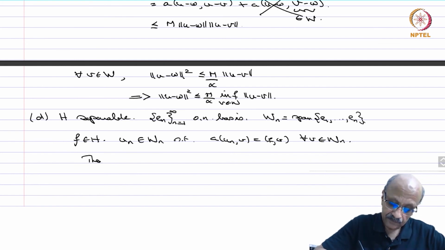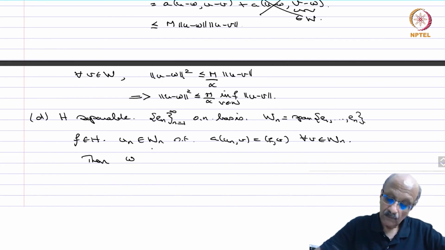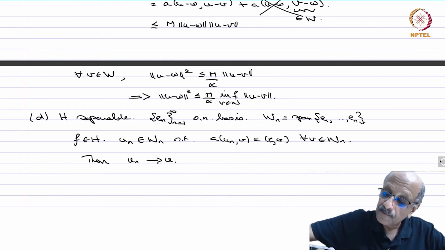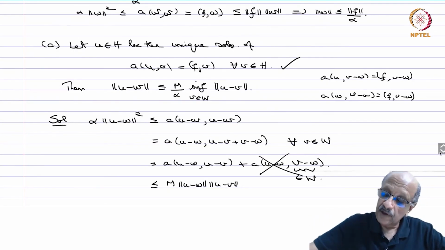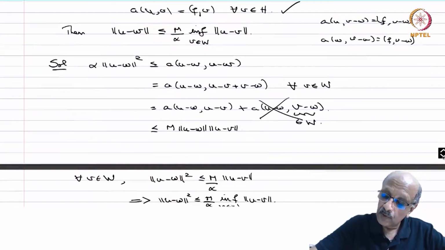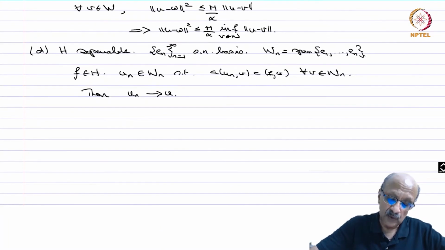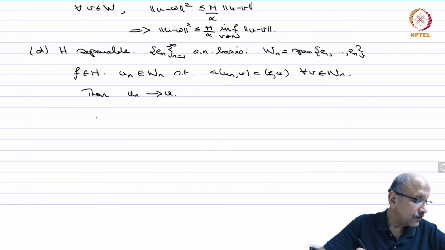Then Un converges to U. What is U? U is the solution in the whole space, A of U, V equals F of V. So this tells you that these solutions are approximations of the original solution.